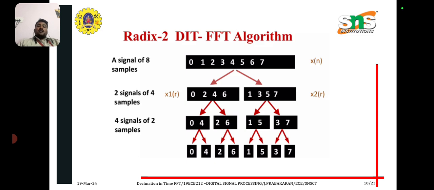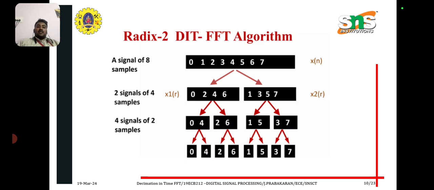This is the basic decimation procedure. In the DIT algorithm we have to decimate the total sequence into an even part and an odd part. Here capital N equals 8, that means the 8-length sequence is decimated into the first 4-point even part and another 4-point odd part.